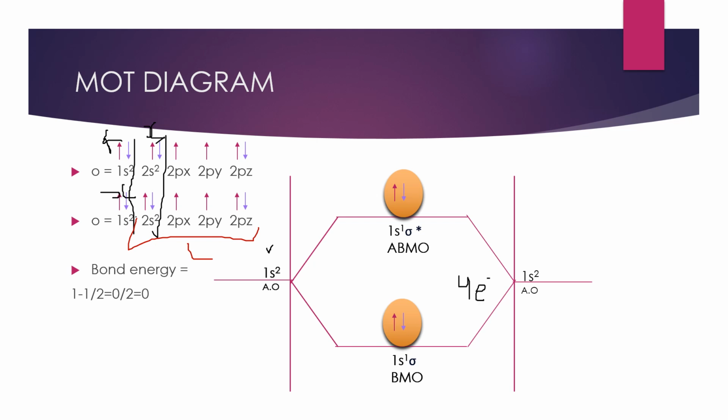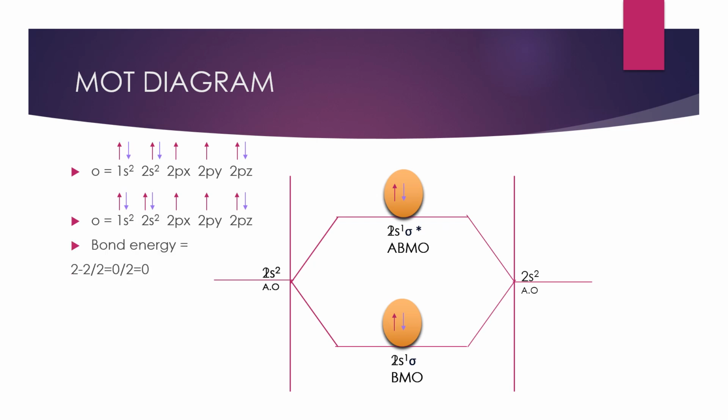Now to fill 4 electrons, first we will go to the BMO. We will fill 2 electrons in the BMO and after that in the ABMO. Now to find the bond energy, we will subtract the ABMO from the BMO. Now it will be 2 minus 2, which is equal to 0. So 0 divided by 2 is equal to 0.